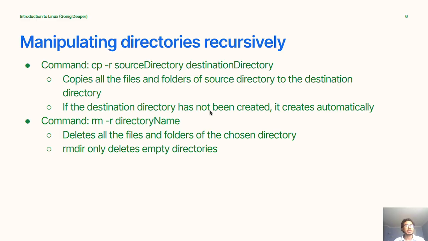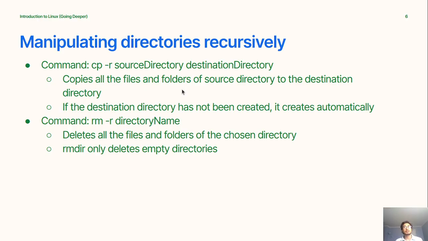So, manipulating directories recursively. Recursively means the files and folders of that directory, inside directory, inside directory, and so on. Okay, so we have this command called cp -r, and then source directory and destination directory. What it does is it copies all the files and folders of the source directory to the destination directory.